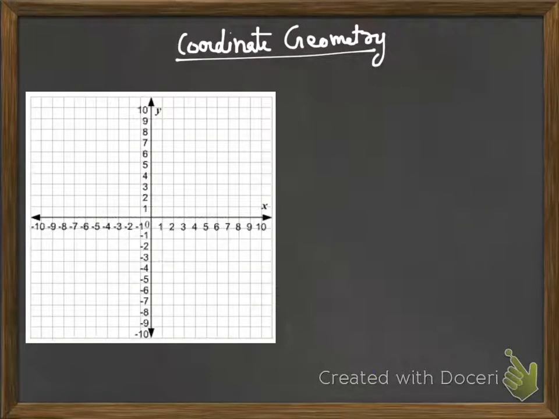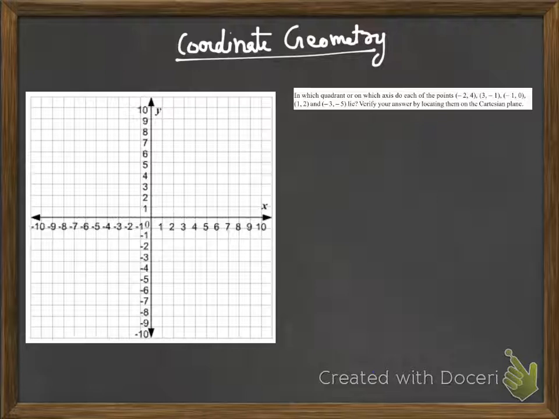Hi guys, in this video we are going to brush up our concepts of coordinate geometry that you had learned in class 9. We'll use a question which should help us come up to speed. The question is as follows: In which quadrant or on which axis do each of the points (-2, 4), (3, -1), (-1, 0), (1, 2) and (-3, -5) lie? Verify your answer by locating them on the Cartesian plane.